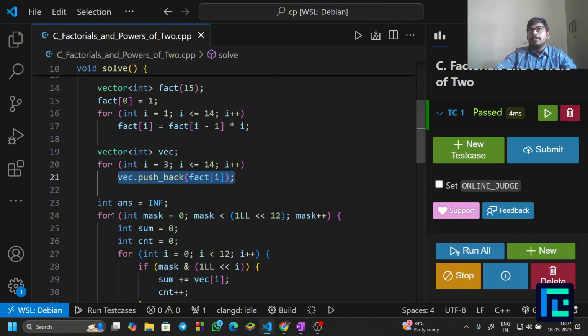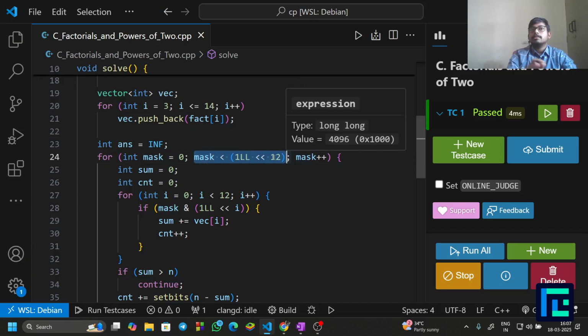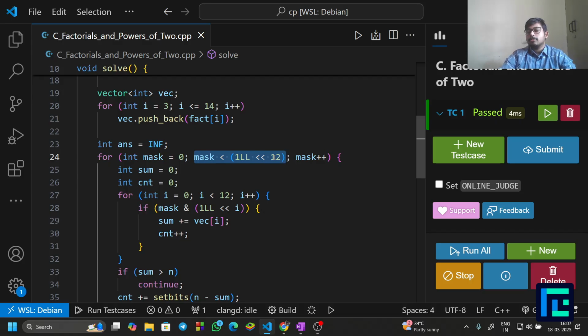One way is you can do it recursively, take and not take, or you can use a bit mask to do that. So I'm running a loop for mask equal to 0 up till mask less than 2 to the power 12. This way the mask is going to iterate through all the possibilities of the 12 numbers being either taken or not taken.